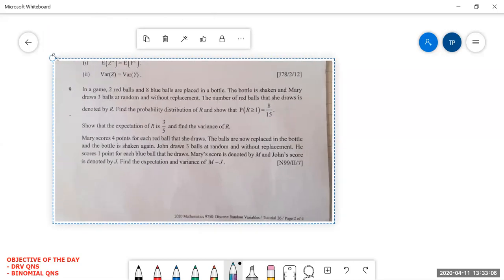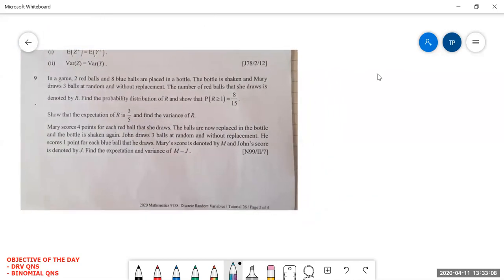Okay, let's break down this question first, okay? It looks very complicated, but this is the kind of question that you should be expecting.